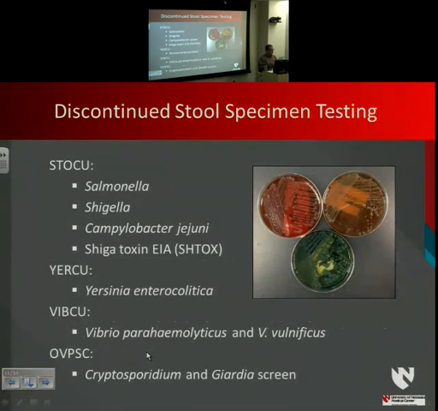Following implementation of the GI panel, stool cultures, Yersinia cultures, Vibrio cultures, and the Cryptosporidium Giardia screen will no longer be offered by the Clinical Microbiology Laboratory at Nebraska Medicine. The GI panel provides coverage for all pathogens detected by these tests.